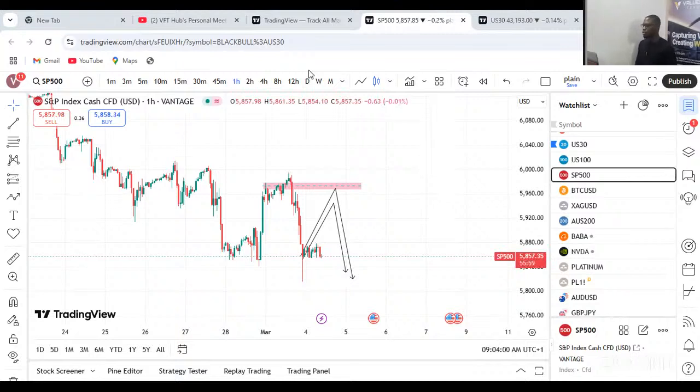By 2 p.m., we'll be coming back again for the New York session market color, where we discuss if there are any changes in the market or something new or any analysis that needs to be done again. We'll look at it together.